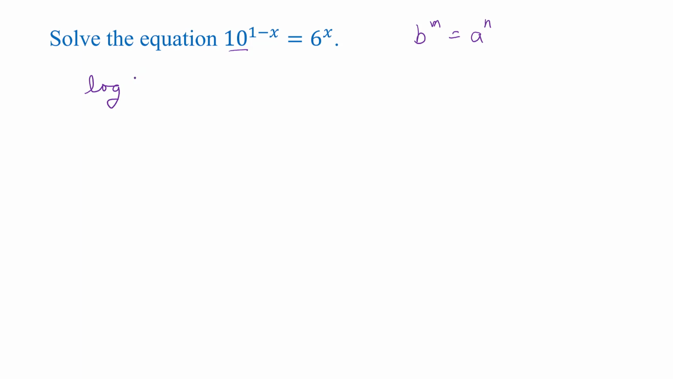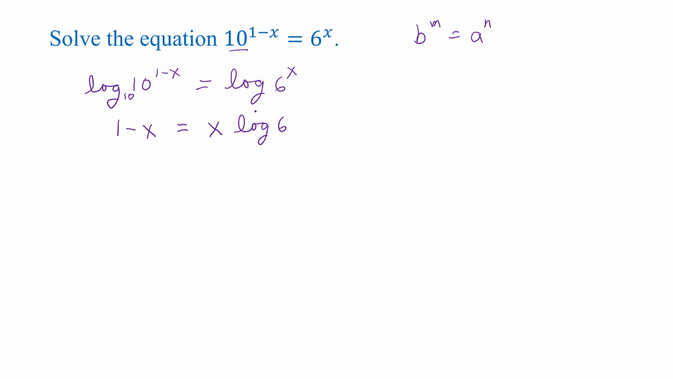So I have log to the base 10 of 10 raised to the power of 1 minus x equals log to the base 10 of 6 raised to the x. Log to the base 10 of 10 raised to the power 1 minus x is equal to 1 minus x. So I have 1 minus x equals, and then on the right side of the equation, I can pull this x out in front of log 6.